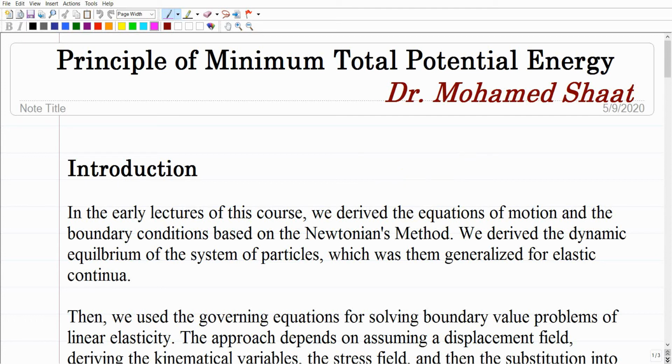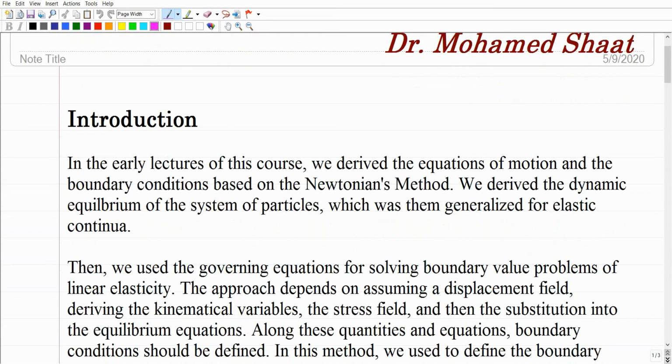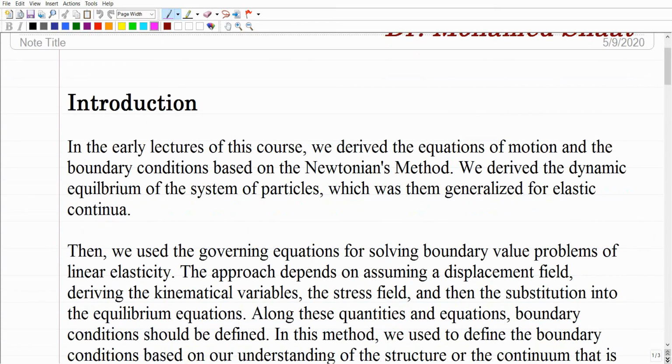that we already discussed, which depends on Newton's laws, commonly known as Newton's method of linear elasticity. So as I mentioned in the early lectures, at the start of this class, we derived the equations of motion and the boundary conditions based on Newton's method. In this method, basically, we derive the dynamic equilibrium of the system of particles. We started from the system of particles, which would then be generalized for the elastic continuum.